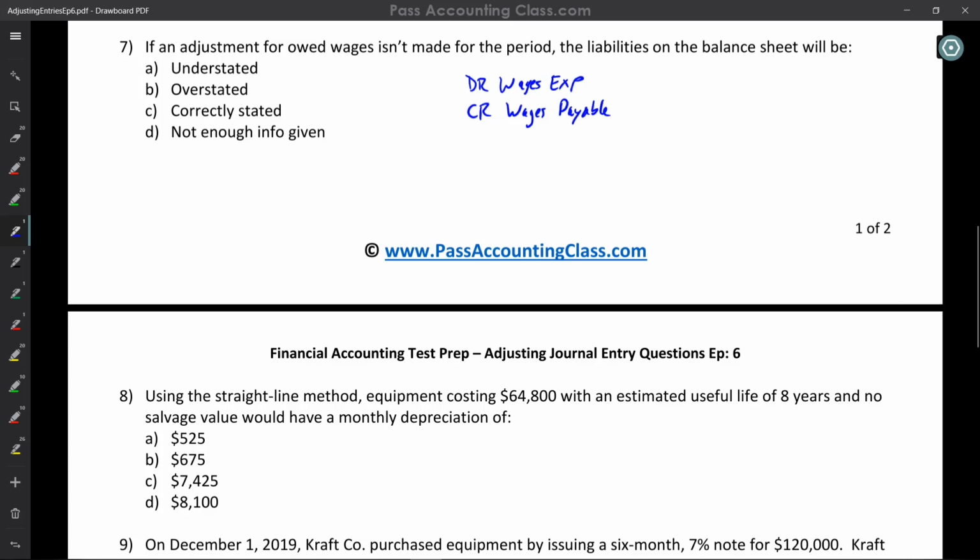Wages payable is a liability account. We increase the balance of a liability account by crediting it. So if we don't do this adjusting journal entry, that means our wages payable is going to be understated, which means our liabilities will be understated. So the answer here is A.